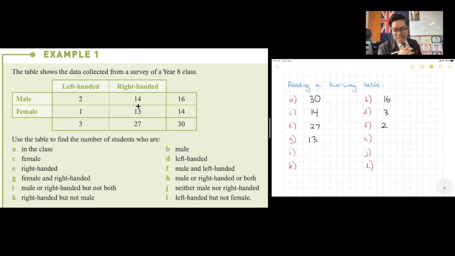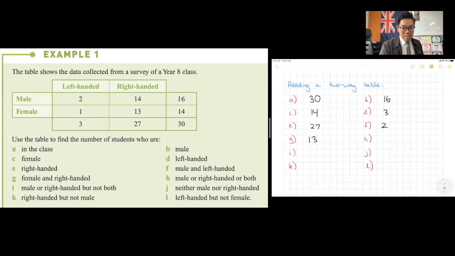For H, if I've got male or right-handed or both, so male or right-handed or both, right? So how many are male? Basically, male.